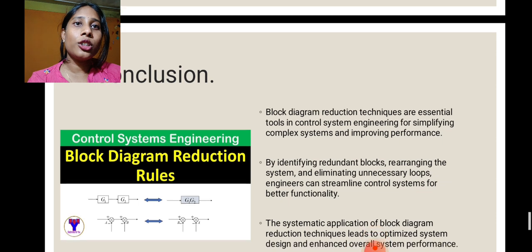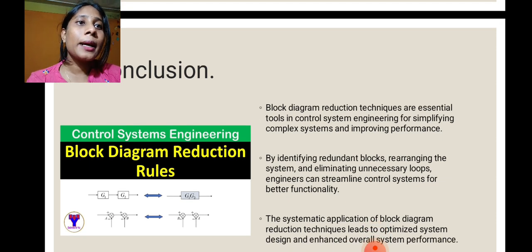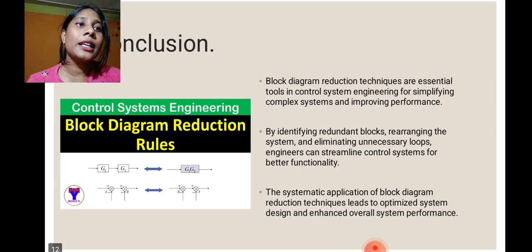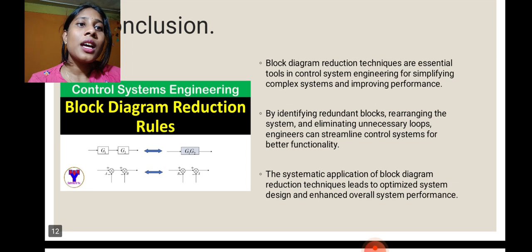At last but not the least, conclusion. Block diagram reduction techniques are essential tools in control system engineering for simplifying complex systems and improving performance. By identifying redundant blocks, rearranging the system, and eliminating unnecessary loops, engineers can streamline control systems for better functionality. The systematic application of block diagram reduction techniques leads to optimized system design and ensures overall system performance.